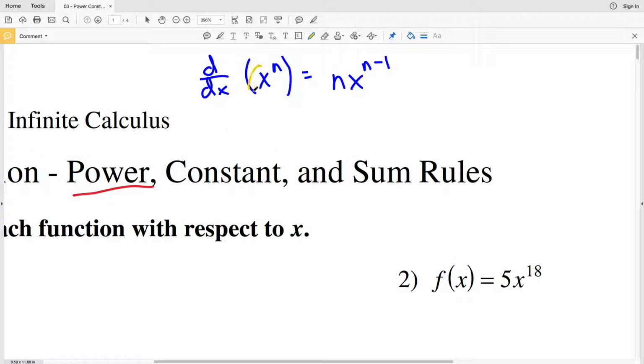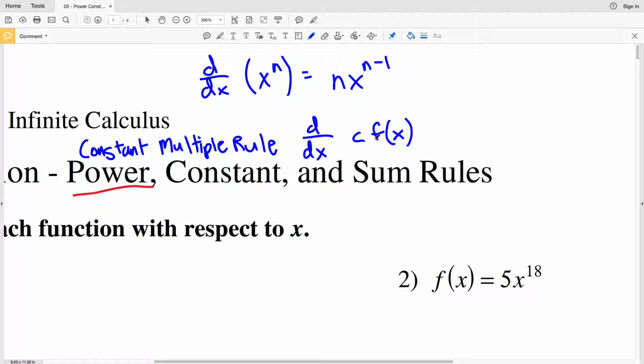But what if there's a constant that's multiplied by x? Well, that's where the constant multiple rule is applied. The constant multiple rule states that if we're taking the derivative with respect to x of some constant c multiplied by f of x, then we'll multiply that constant by the derivative of f of x. Let's say that this was negative x to the n, then we would have negative n times x to the n minus 1, because that's the same as multiplying by a negative 1.